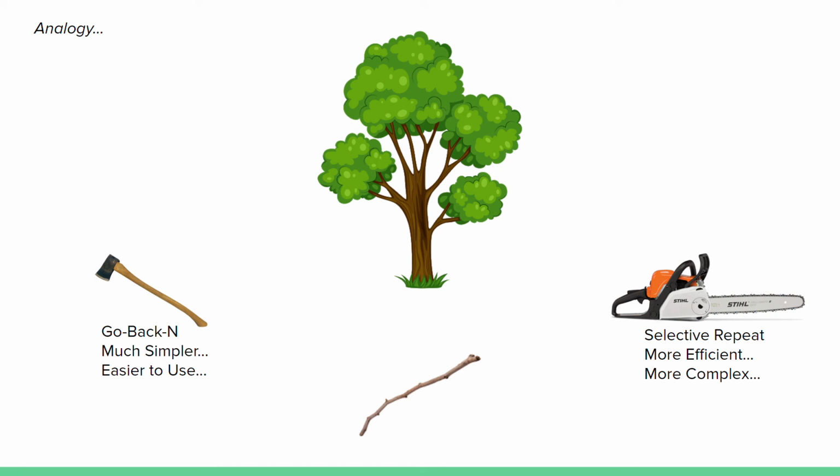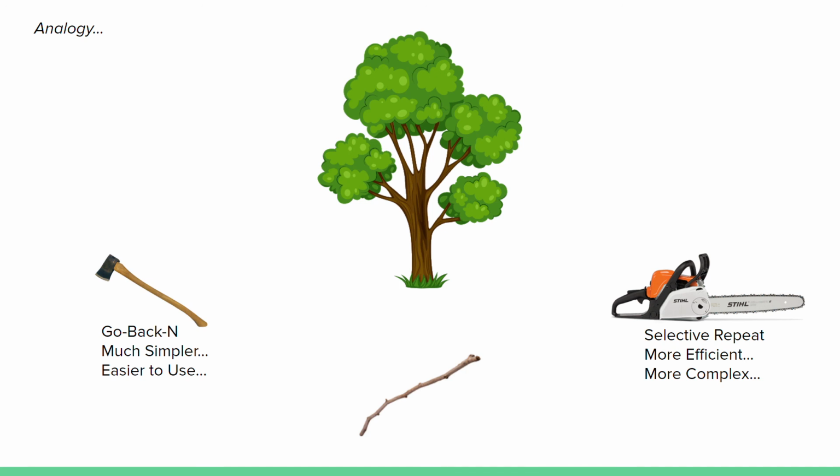Think of it like this. Think of the packet as this tree. You have two problems: a tree and a stick. Both represent two problems with packets. You have two different sets. Imagine go back N as this simple but easy wood chopping axe. And imagine selective repeat as this nice modern chainsaw.